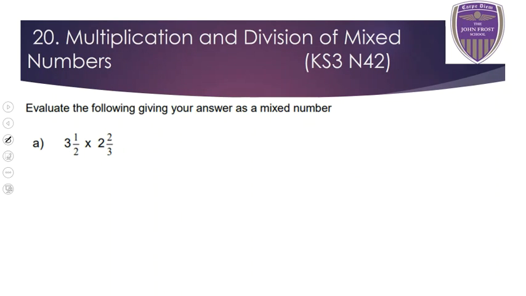So multiplying and dividing is the last section now. The only difference now is the middle step. When we were adding and subtracting in the last section, we had to make the bottoms the same. In this case, the question says times, so we're going to times.